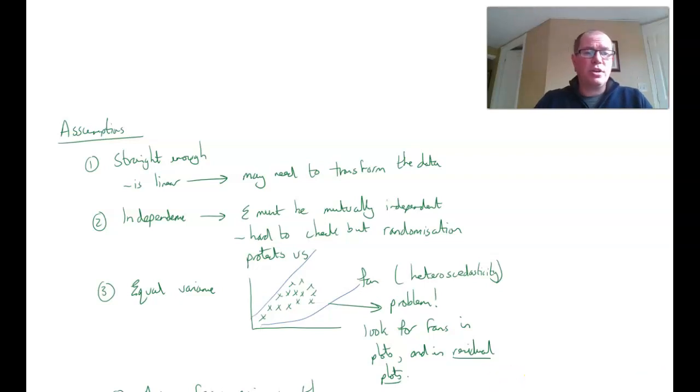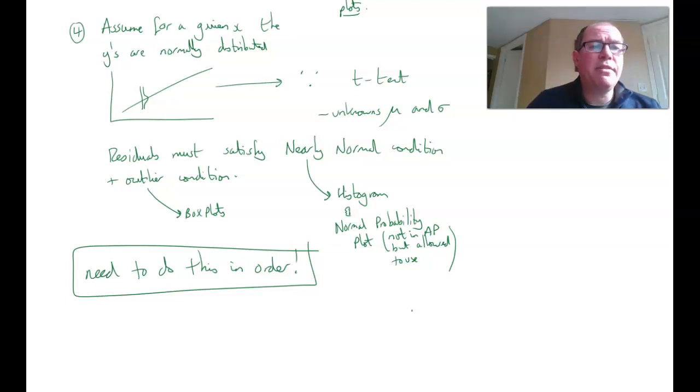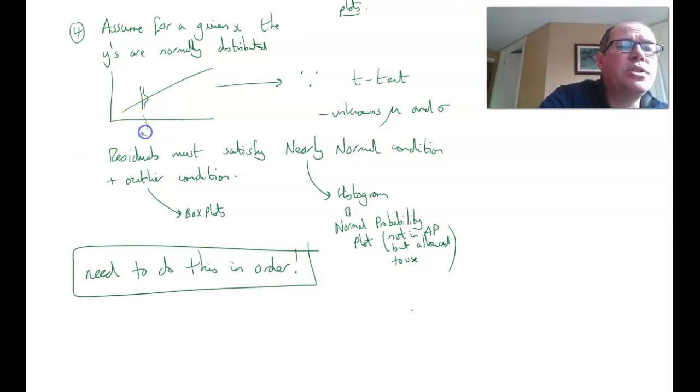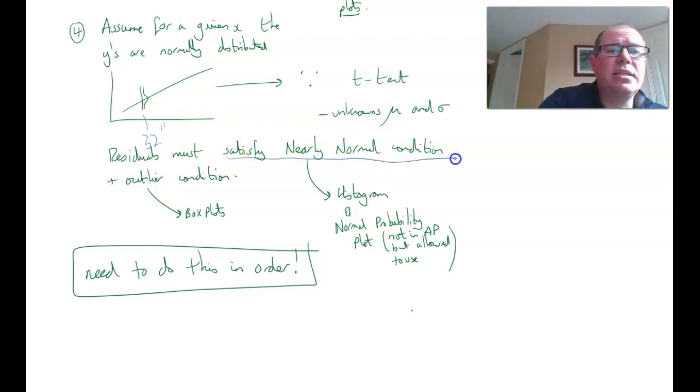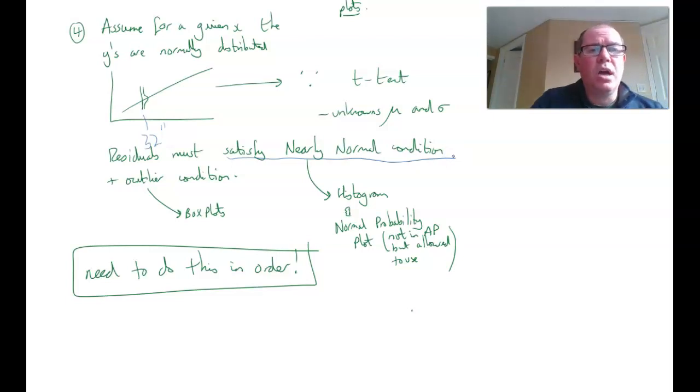Okay, let's have a look at the other conditions. Now we're assuming that for a given x, the y's are normally distributed. So in our example, for people with, say, a 32-inch waist, everyone with a 32-inch waist has body fats that are normally distributed. Because we're using a t-test and we've got two unknowns, mu and sigma, we're going to have n-2 degrees of freedom. The residuals must satisfy the nearly normal condition. So we'll need to draw box plots and look at outliers. We'll have to draw histograms and normal probability plots to check that the residuals satisfy the nearly normal condition. And we need to do all of that in order.